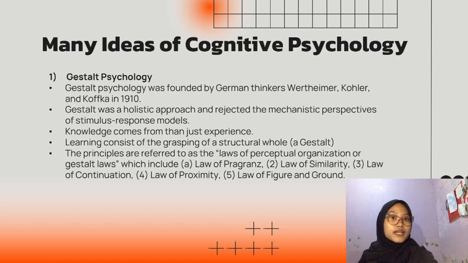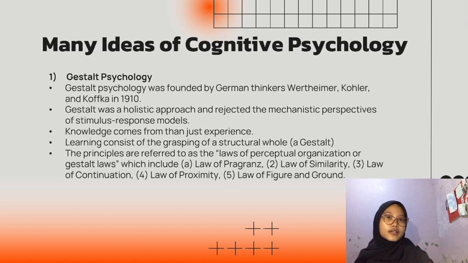Knowledge comes from more than just experience. Learning consists of the grasping of a structural whole, a Gestalt, and the whole is different than the sum of its parts. The principles are referred to as the laws of perceptual organization or Gestalt laws, which include the law of pregnance, law of similarity, law of continuity, law of closure, law of proximity, and law of figure and ground.